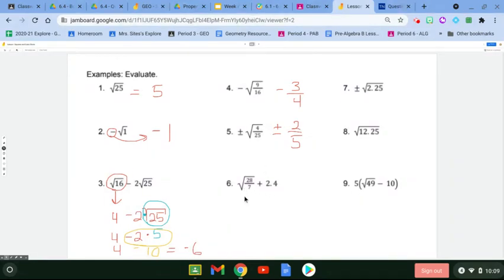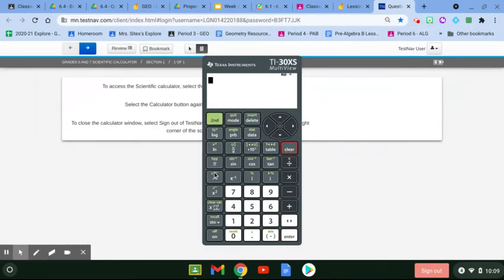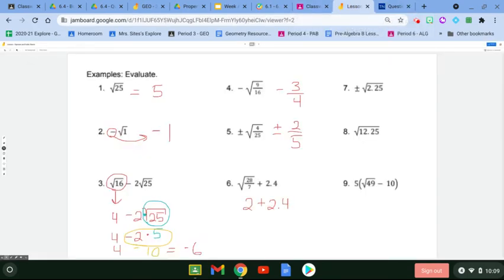Okay, now this one doesn't work out perfectly, but I know 28 divided by 7 is 4, and I know the square root of 4 is going to be 2, but again, you can use your calculator. So I'm going to use the second button, and I'm going to do 28 over 7, and I'm going to get 2. I'm going to bring down the plus sign and the 2.4. So when I do 2 plus 2.4, I'm going to get 4.4 for my answer.